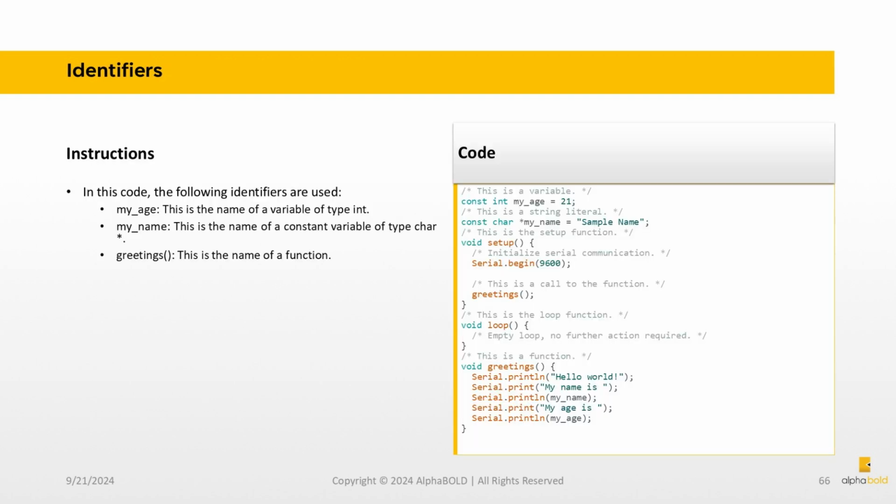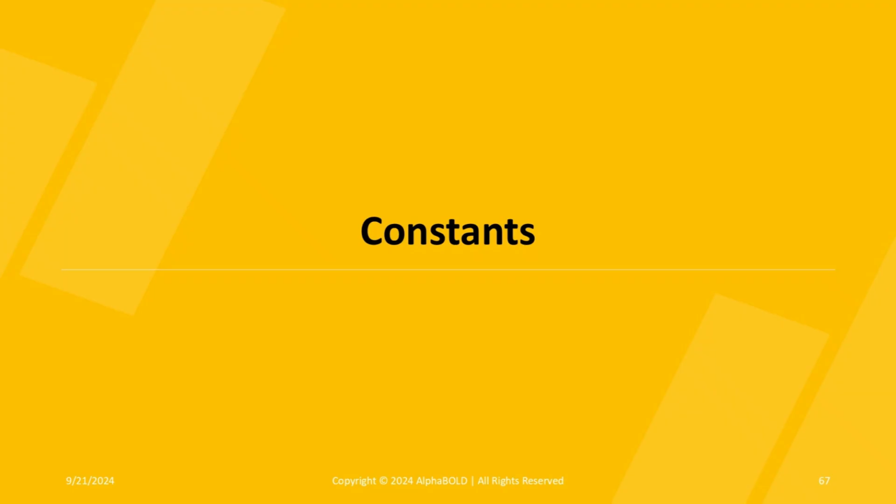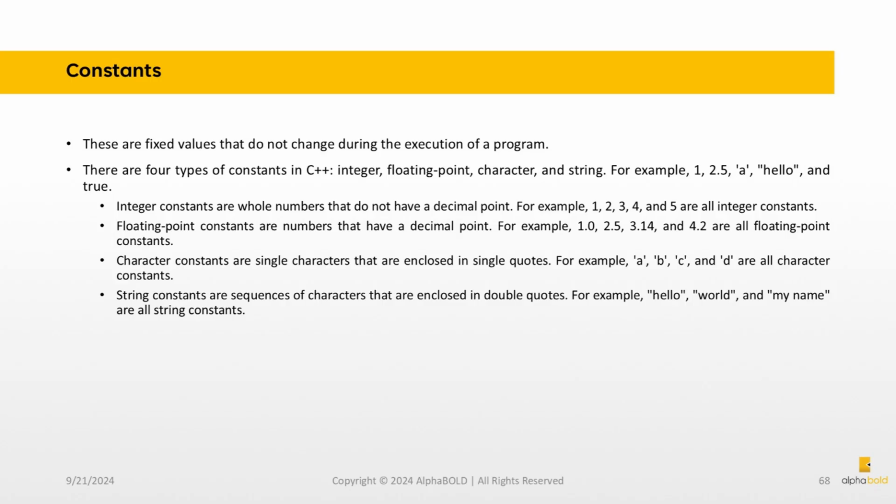In this code, the following identifiers are used. my_age. This is the name of a variable of type int. my_name. This is the name of a constant variable of type char*. greetings. This is the name of a function. Constants. These are fixed values that do not change during the execution of a program.